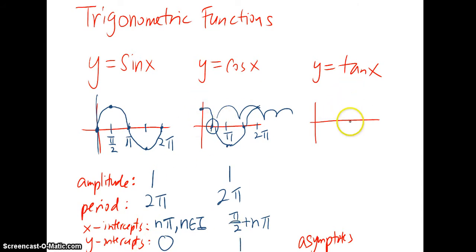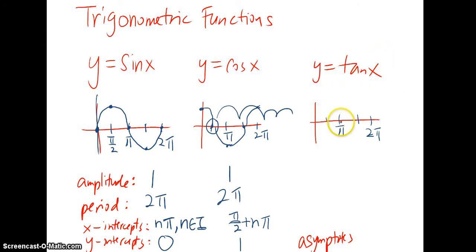Finally, the tangent graph is different. You also do pi, and then you cut in pi. You further cut it in half. However, the tangent graph actually repeats every pi. It looks like this. I don't know if you need to know this or not, but if you graph it on a calculator, you'll see it. So I'll just show you.